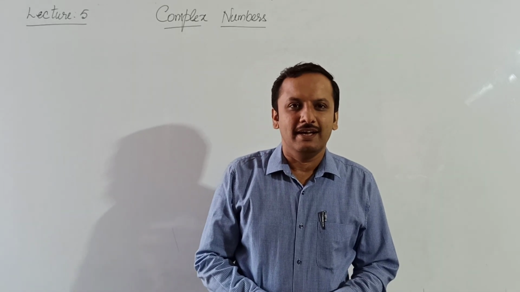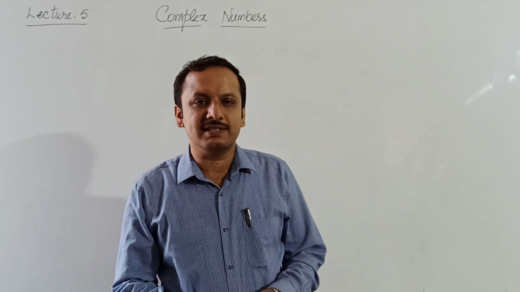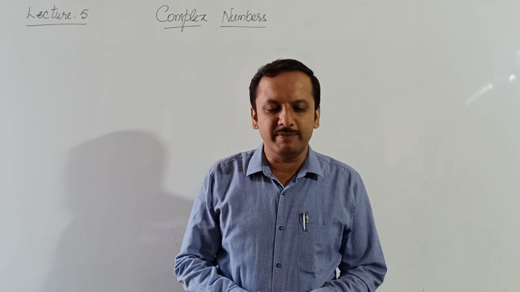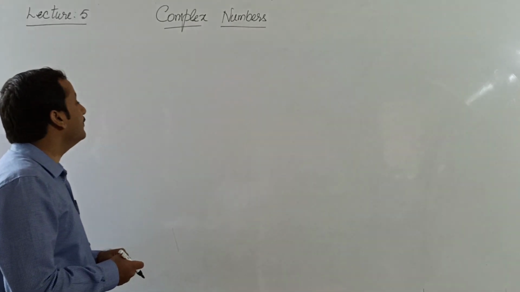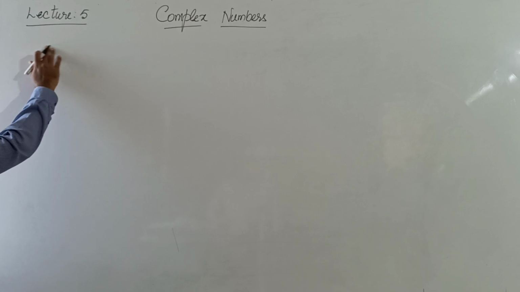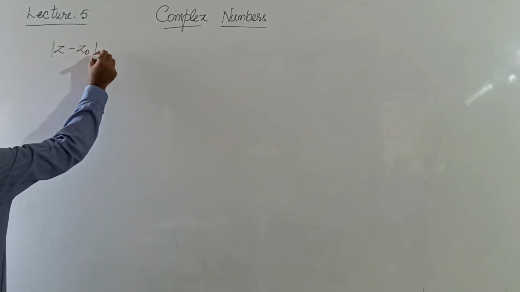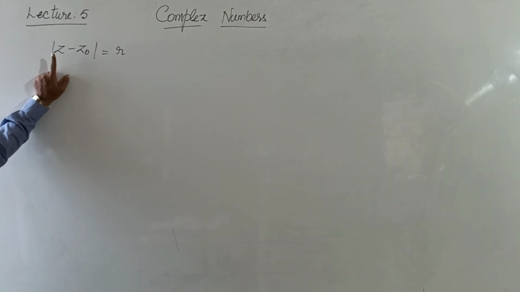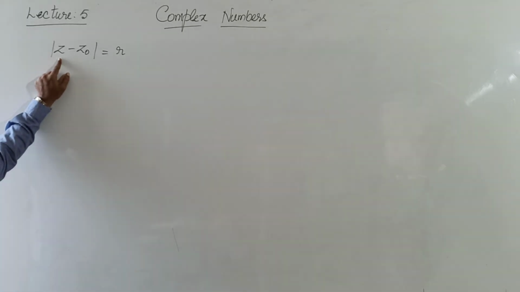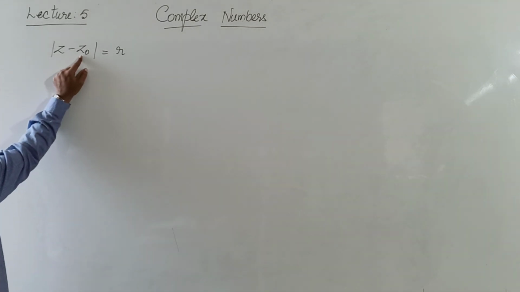Dear students, let us continue our discussion on complex numbers. Before I discuss level 2 problems, let me explain a few concepts which you haven't learned before. Suppose I have mod z minus z naught is equal to r. When I write the modulus of z minus z naught, here z is any complex number, it's a variable. I can treat z as x plus iy, and z naught is a fixed complex number.